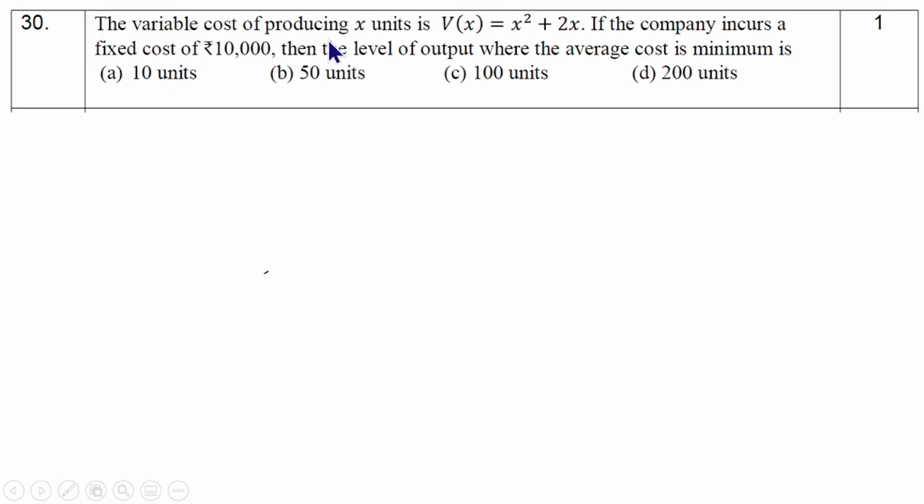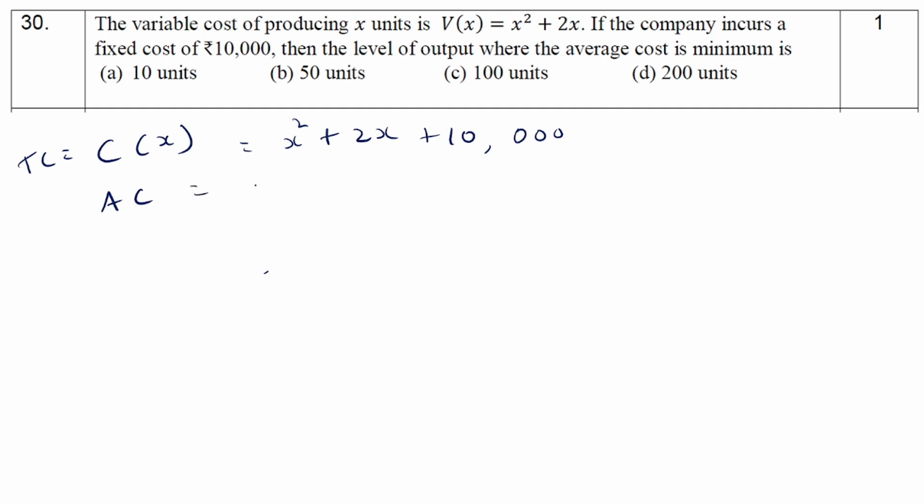The next question, the variable cost of producing x units is V of x is equal to x square plus 2x. If the company incurs a fixed cost of rupees 10,000, then the level of output where the average cost is minimum is. The various options are given here. So the variable cost of producing x units is given here and the fixed cost is given. We need to find the level of output where average cost is minimum. First let us write the total cost function. So the total cost function C of x is equal to the sum of variable cost and the fixed cost. So it is x square plus 2x plus 10,000.